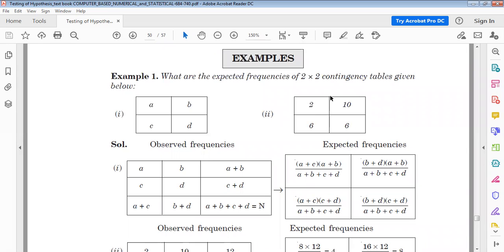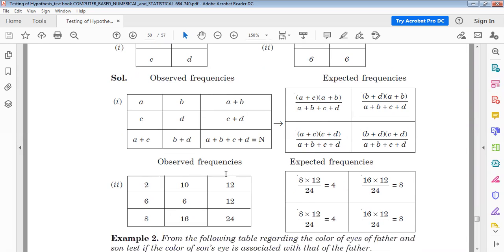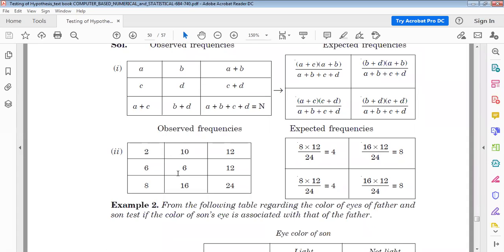From this, how can we calculate it? Using this: 2, 10, 6, 6. The sum will be what? First row sum is this, second row sum is 12. 6, 6, 12. And the first column sum, what? 2 plus 6, what? 8. And 10 plus 6, what? 16. And this total, or this total, what? 24. This will always be the same. Remember it. For any experiment, this will always be the same.